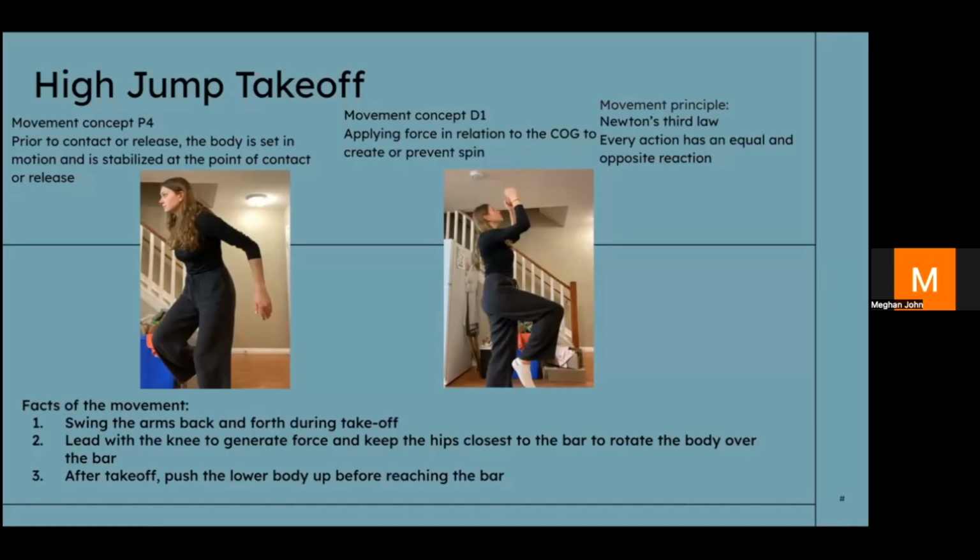The facts of the movement include first, swinging the arms back and forth during takeoff, next, leading with the knee to generate force and keep the hips closest to the bar to rotate the body over the bar, and three, after takeoff to push the lower body up before reaching the bar.